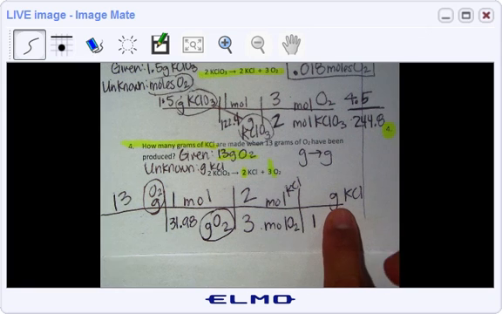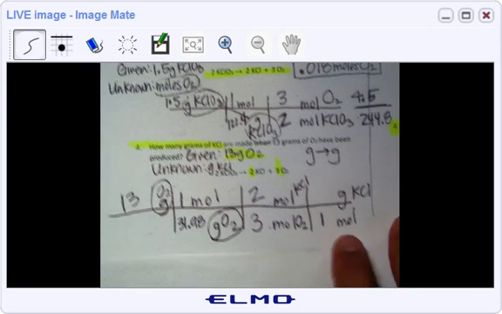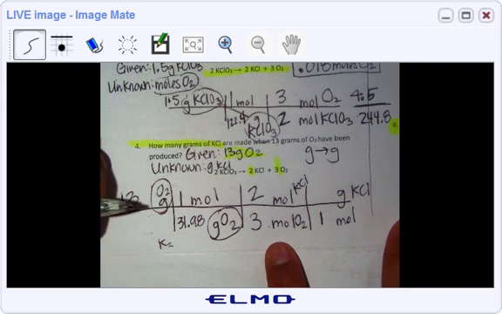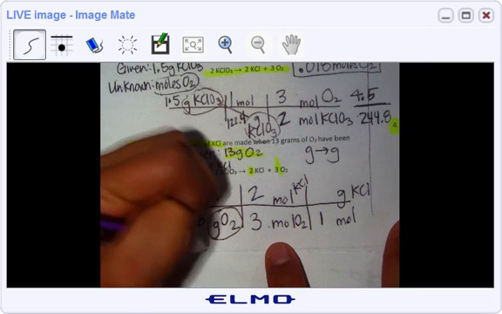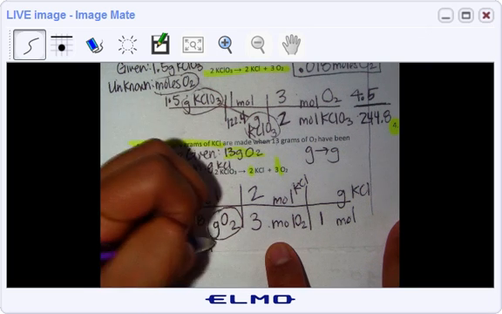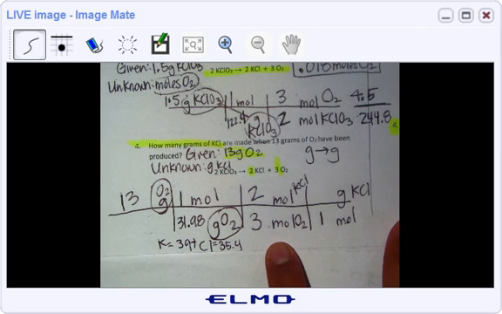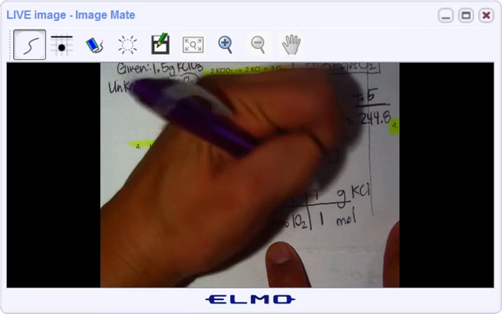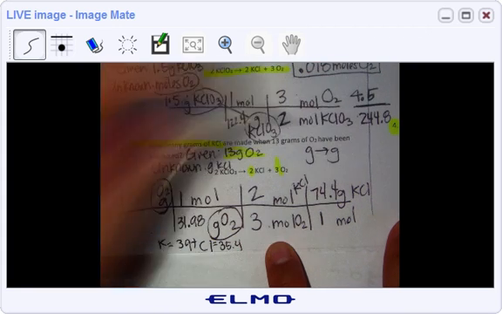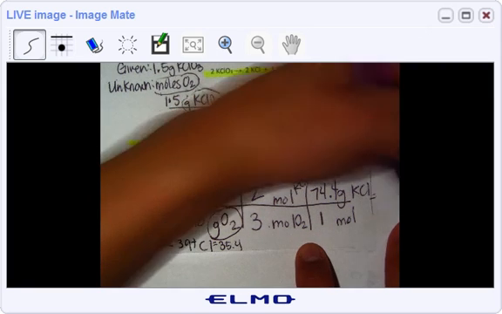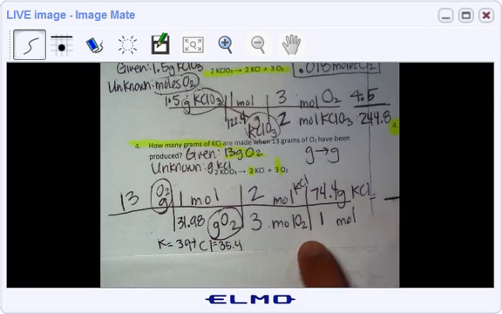Grams of KCl, how are we going to figure that out? Periodic table. Get the mass of K and the mass of Cl, and we add these together. So you're going to get two numbers, and you'll divide the two.